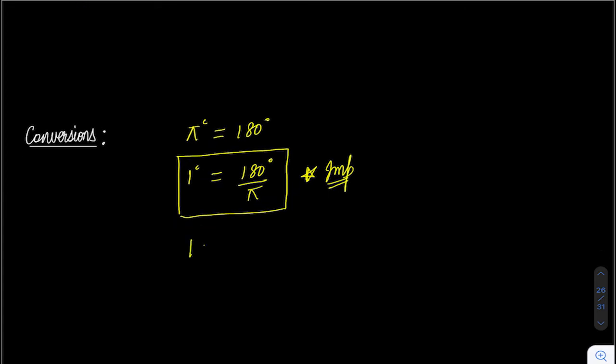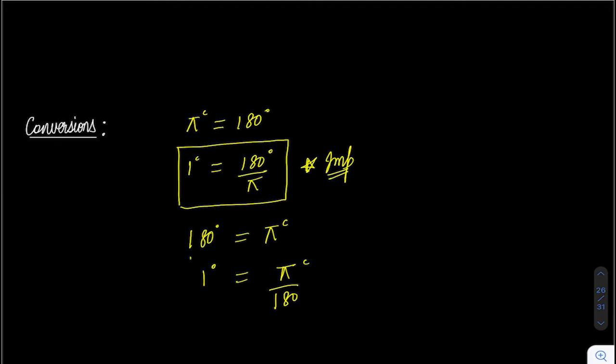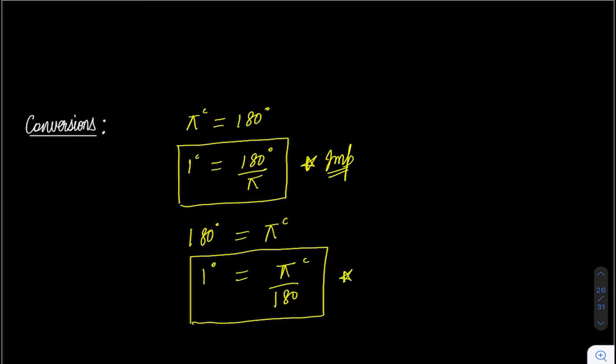Similarly, I can say 180 degrees is pi radians, so 1 degree is equal to pi over 180 radians. This second formula is used to convert a degree angle into radians. So this is the conversion that we can use.